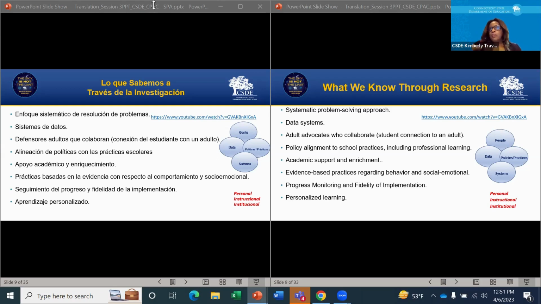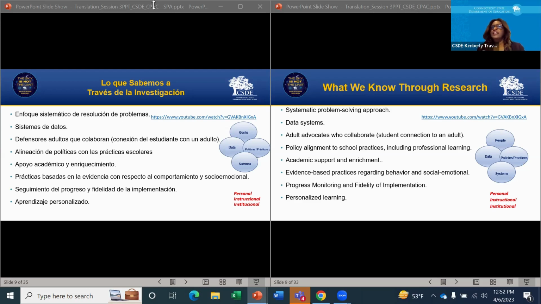The other piece is policy aligned to that practice. So are we doing what we say that we're going to do? And is it consistent? Are we using the same language so that everyone is on the same page, meaning all the educators and also the students do really understand? And this includes professional learning. And I'm going to talk a little bit more about professional learning, but I do want you to know that coaching and technical assistance is really important. It's not just the actual workshop, but what we do after the workshop.